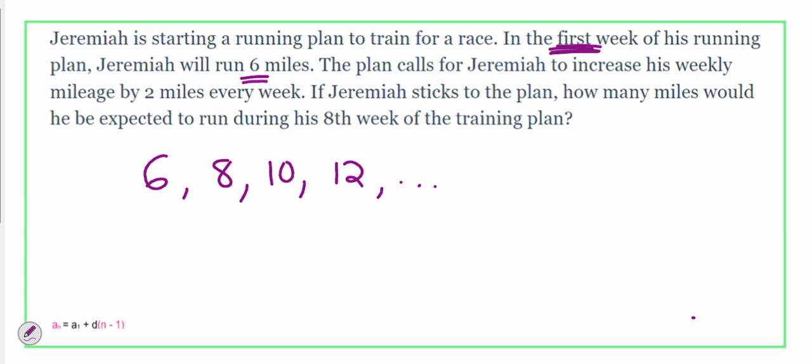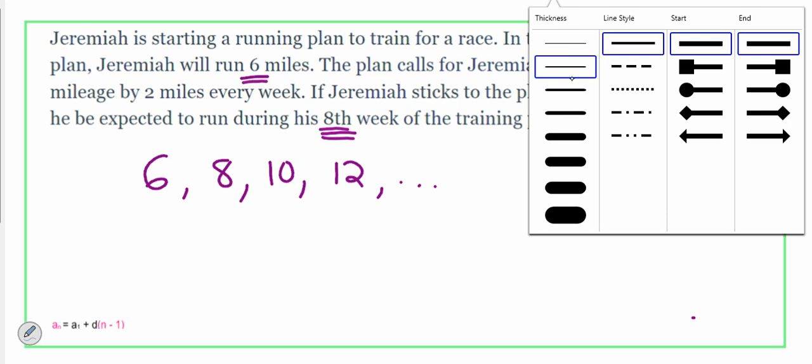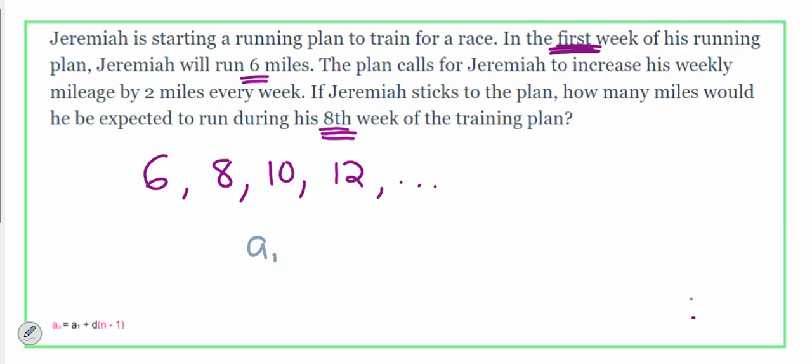If Jeremiah sticks to the plan, how many miles would he be expected to run during his 8th week? Now, 8 is so small, we could just keep doing this by using logic and keep adding 2. But I have a feeling your teachers will still want to see some work. So let's just show that work. So here we go. Let's define it with our explicit formula. Our first term is 6. Our d is 2, right? They gave us our 2 miles every week. So that's our 2. And then we put in that n minus 1. And then we're trying to find our 8th week. I wonder if on the test it said the 80th week, right? We need to be able to do this.